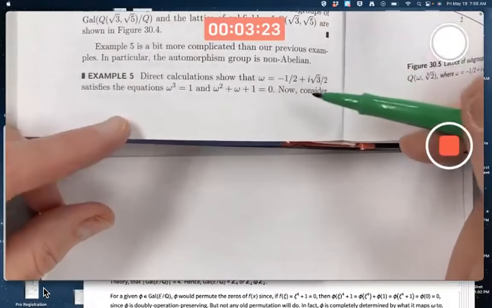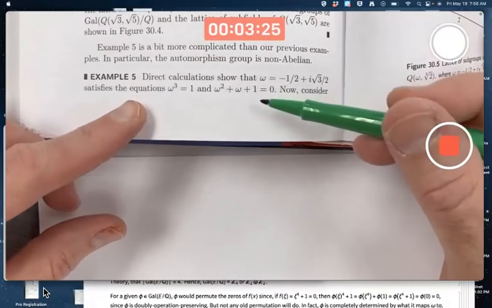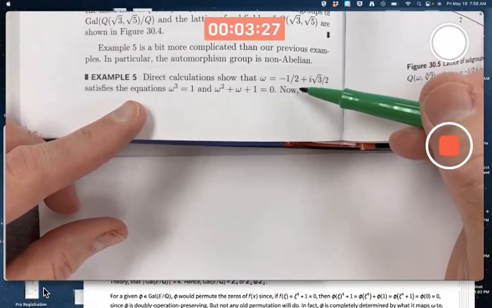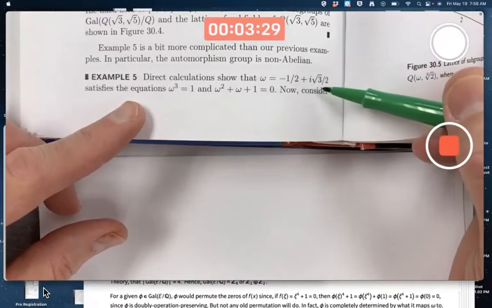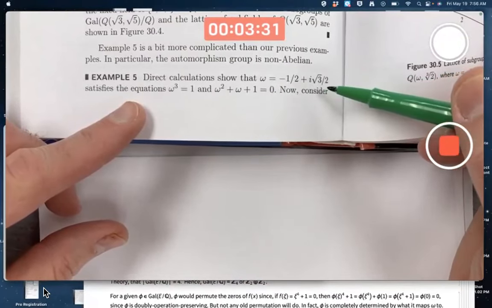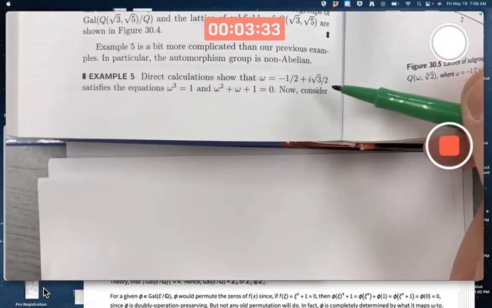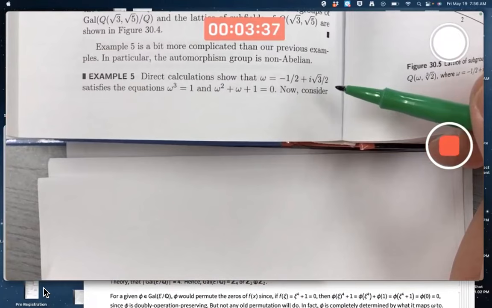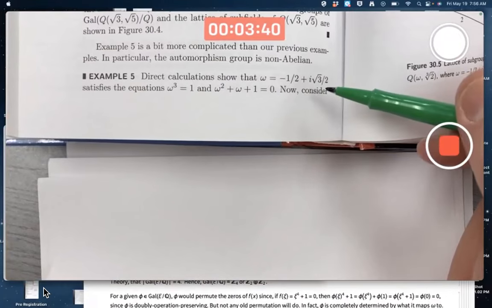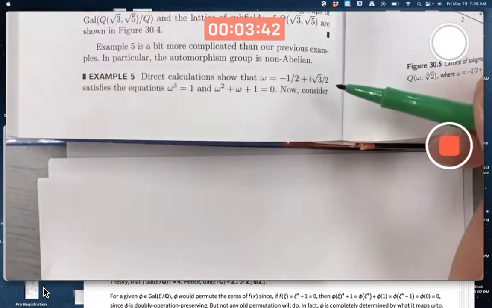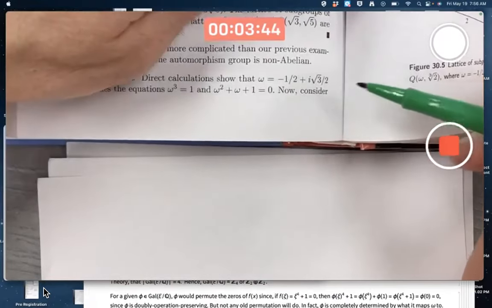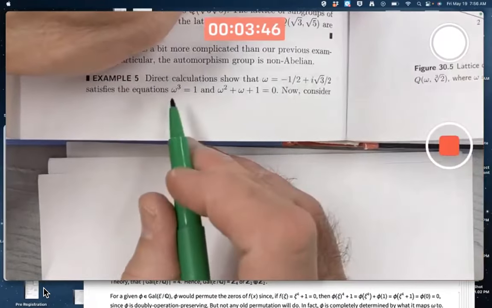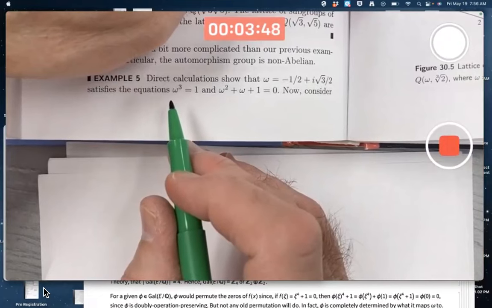So let's start with example 5 here. Direct calculations show that omega equals -1/2 plus i times the square root of 3 over 2 satisfies both of these equations. Before we get into understanding the Galois group of a certain extension relating to the omega, we should talk a little bit about what's going on here. What is this omega? You can see it as a complex number. It is a cube root of 1.